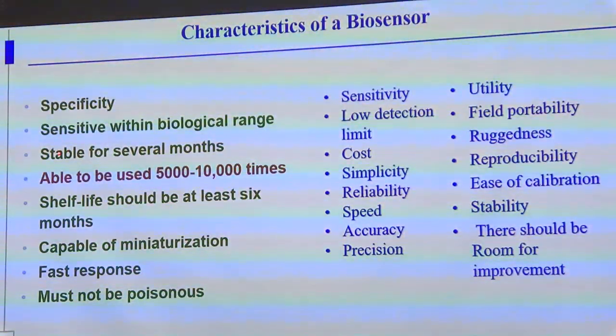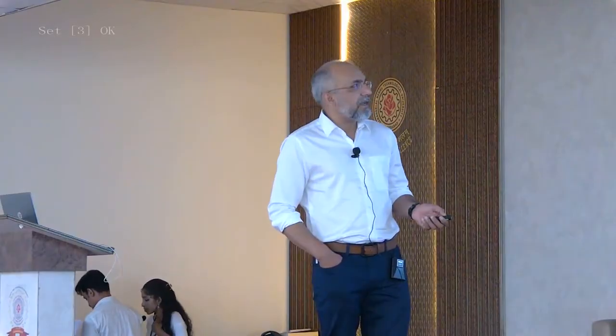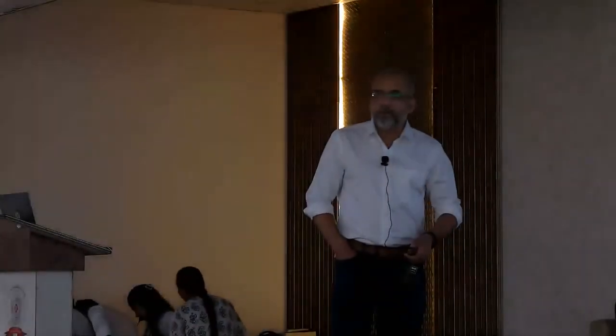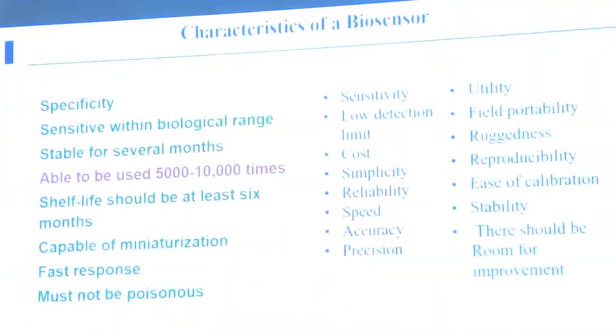And then it should be stable for several months, able to be used 5,000 to 10,000 times, though I do not agree with this point because we need to design a sensor as either use-and-throw or reusable. If it's reusable, then definitely that's great. But if you want to design a sensor like a strip, a tiny transducer for use and throw, then you simply use it one time and then throw it. And shelf life is very, very important. It should be at least 6 months. It means your sensor should be stable up to 6 months without degradation in performance or quality.